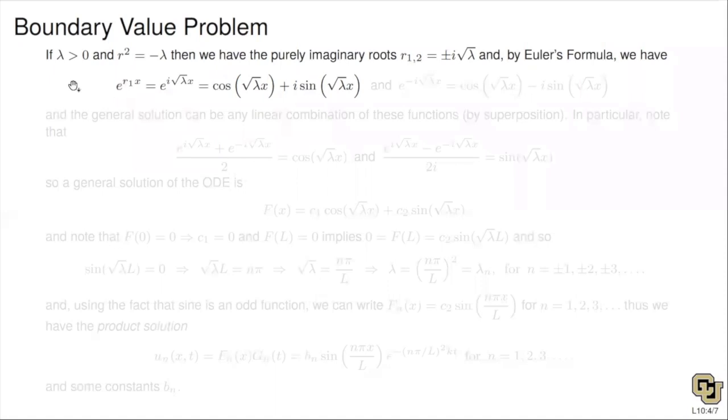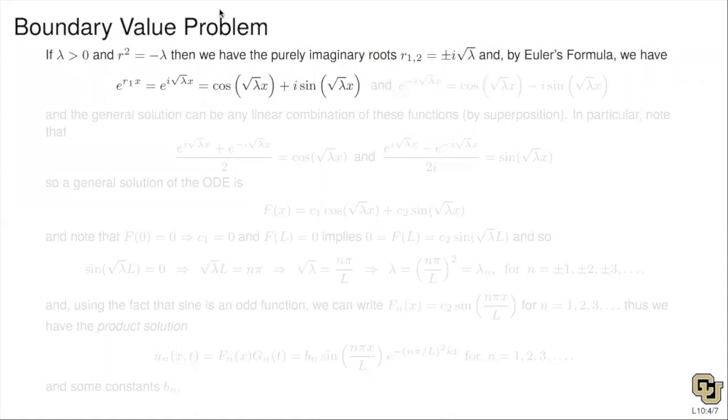lambda is greater than 0, negative lambda will be negative. So when we take the square root here, we're going to get imaginary numbers. So here, remember, square root of -1 is defined to be i. And so here we have the 2 roots plus minus i square root of lambda, where remember lambda is a positive number, so this is just a real number. And this is the imaginary part.